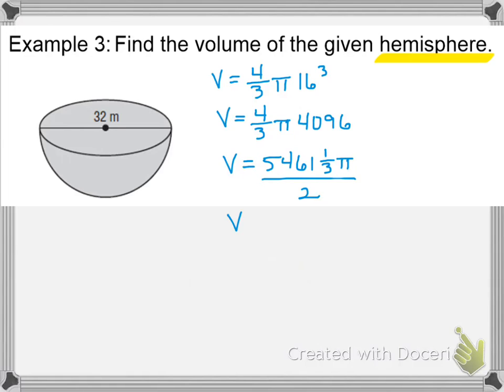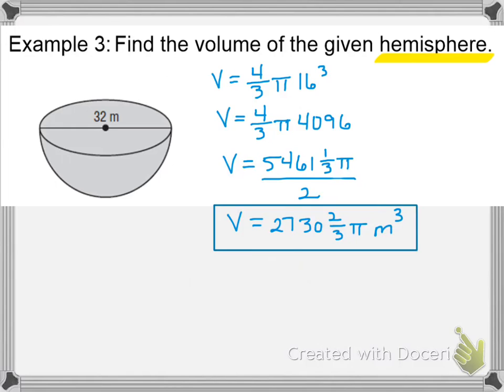But again, the 5,461 1/3 pi is for a full sphere. You only have half of a sphere. So once you're getting this answer, then you want to divide that by 2. And so your final answer would be 2,730 2/3 pi meters squared. Now when you're dividing by 2 in your calculator, keep in mind that you're not typing pi in. So you're only doing 5,461 1/3 divided by 2. That's where the 2,730 and 2/3 is coming from. And again, keeping in mind, you're still talking about a three-dimensional shape, so still keeping your meters cubed.